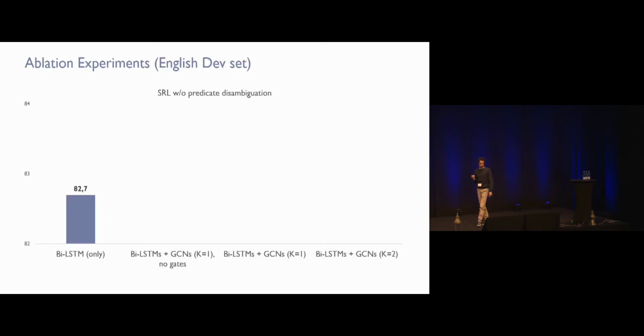First of all, I want to show you some ablation experiments and see what's the impact of a few hyperparameters that we took in consideration, mostly how many layers of GCN. So we start with a model with bidirectional LSTM only, without any kind of syntactic information. When we add a layer of GCN without gates, we got this improvement. That's good. Then we added some gates because of the problem that I told you before. And we got even more improvement.